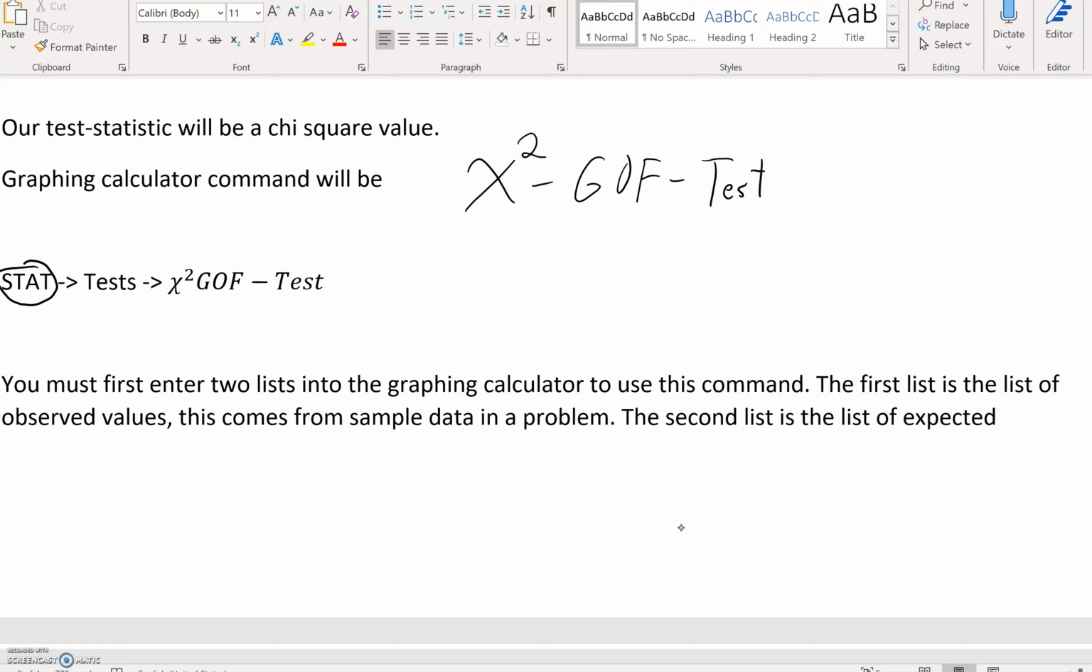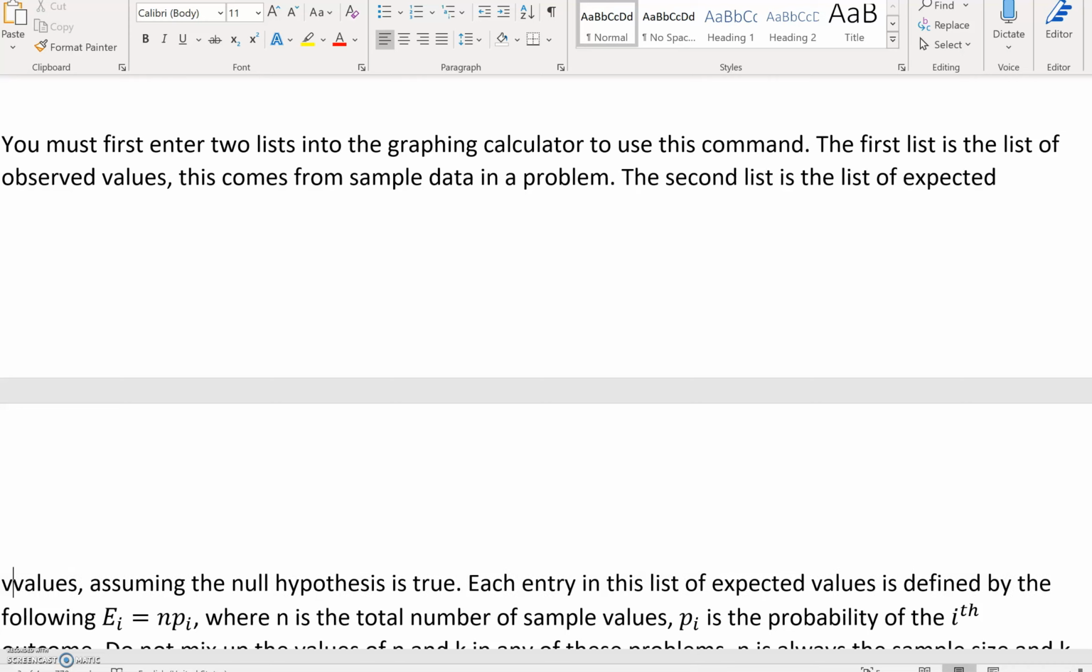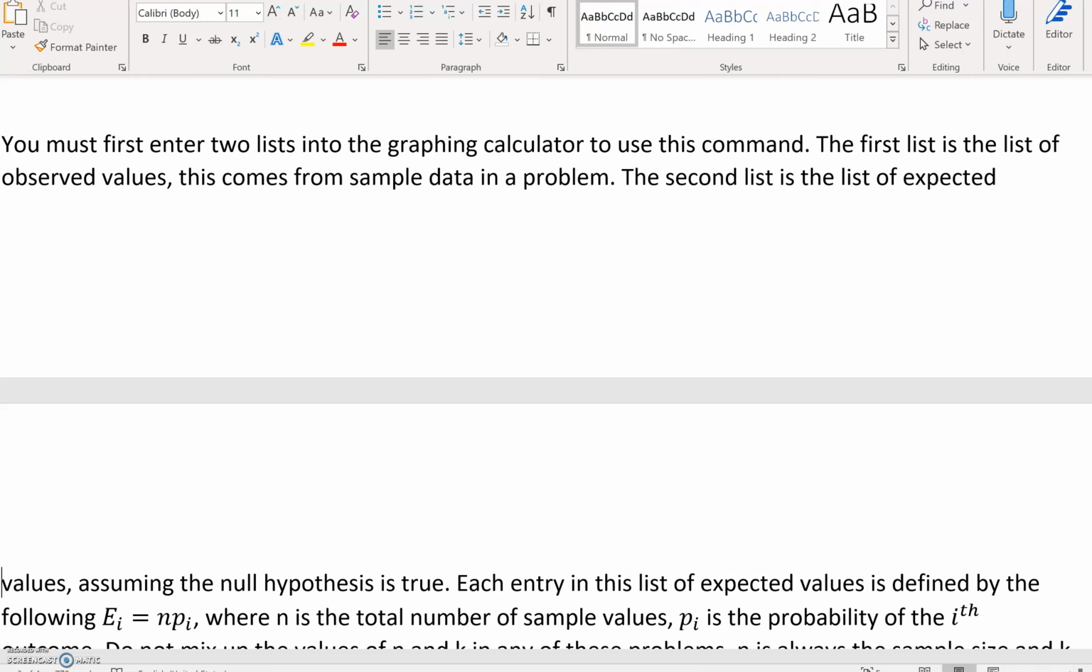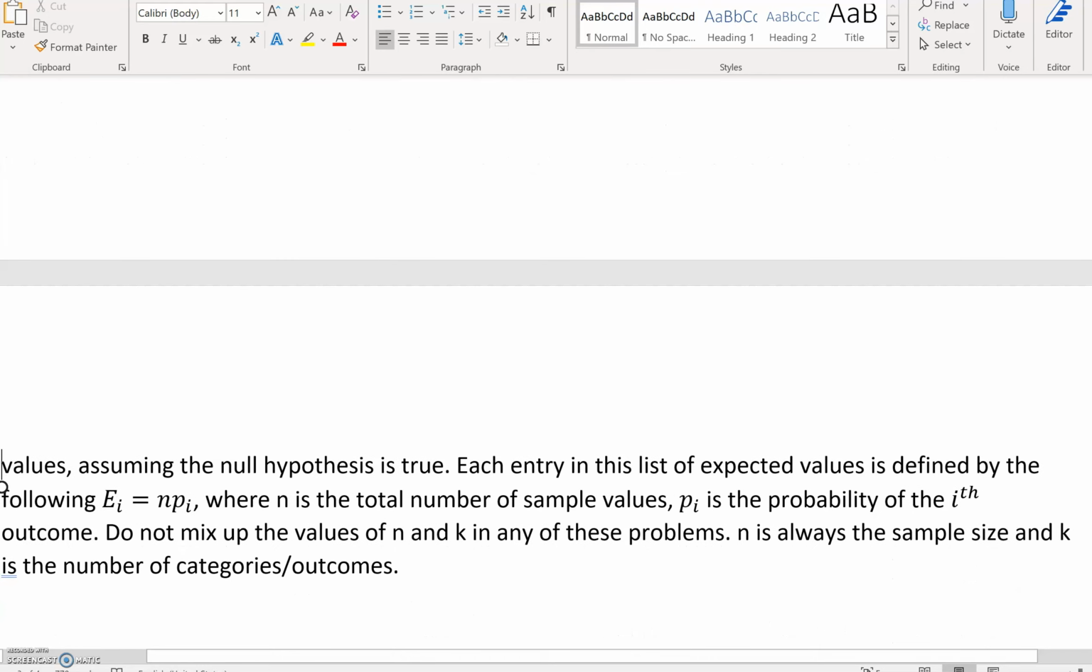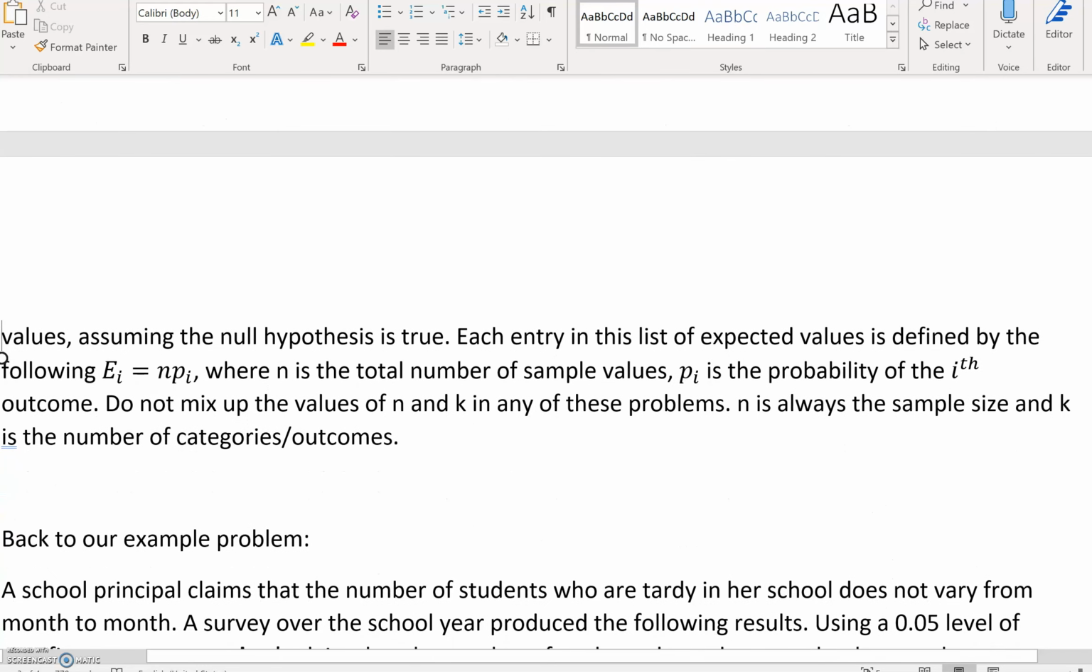The first list is a list of observed values that comes from the sample data. The second list is the list of expected values, assuming the null hypothesis is true.